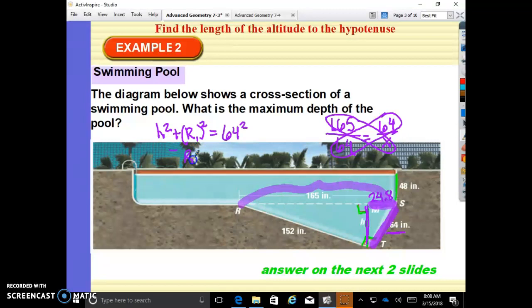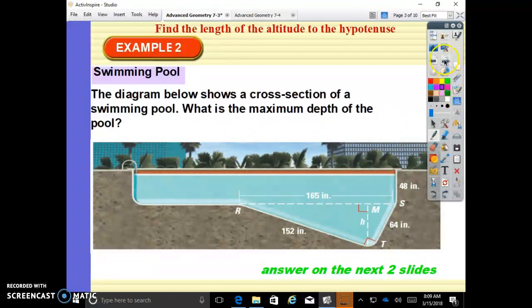So essentially I'm just going to do 64 squared minus recall 1 squared equals, and then I have to take the square root to solve for h, and I got 58.98, which rounds to 59 inches. Your height is 59 inches. So if we have 59 inches plus 48 inches, what is my maximum? 106.98, or 107 inches deep is the total depth.